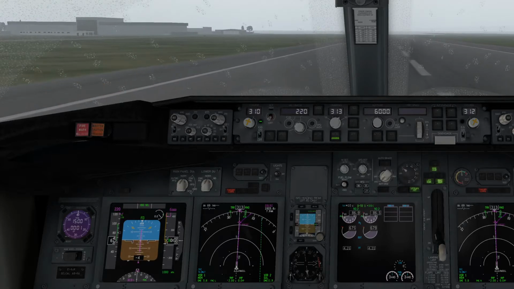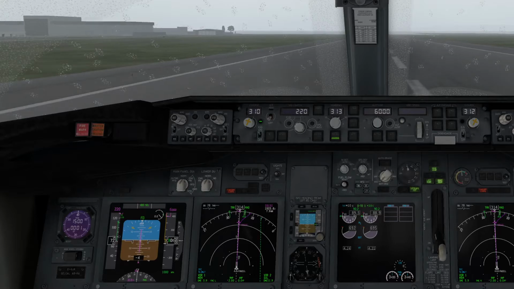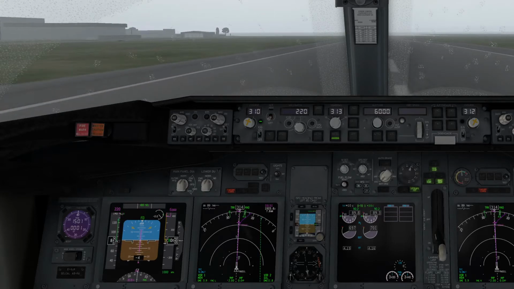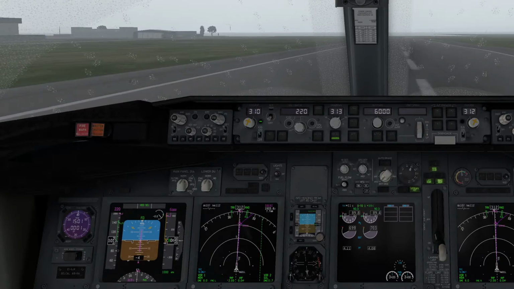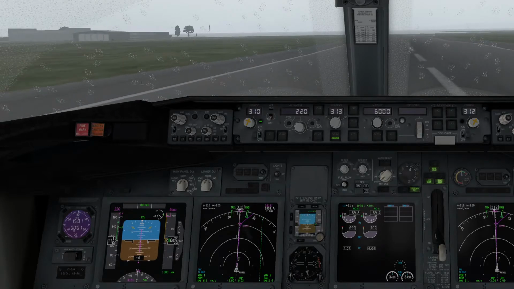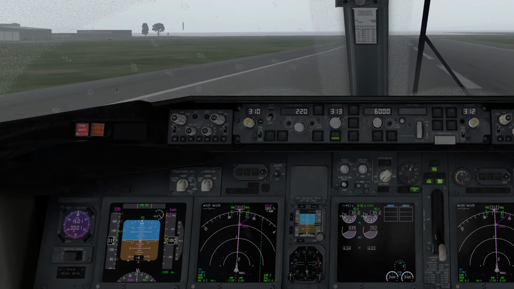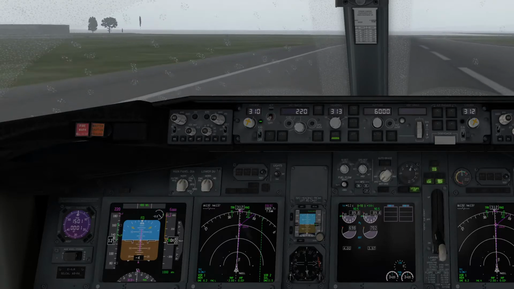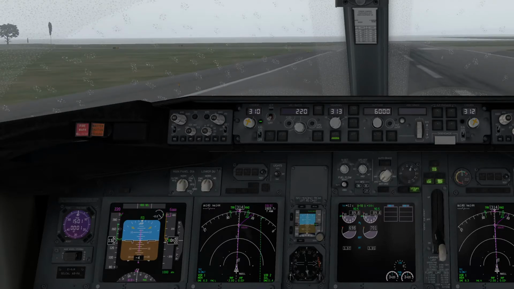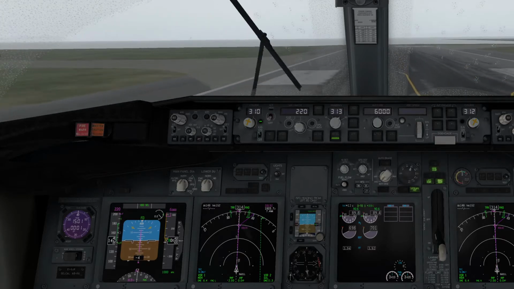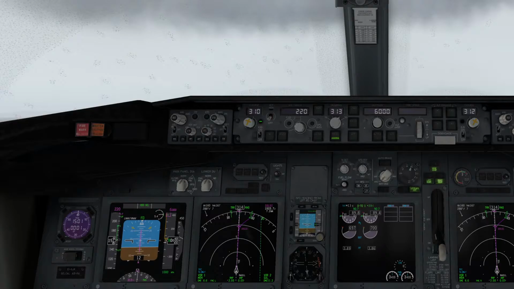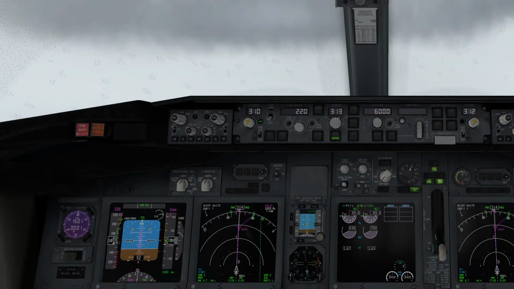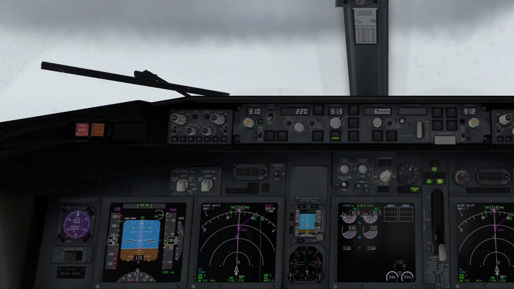Presume we haven't seen anything. 80 knots. Hopefully you can skip the step. V1, rotate. Rotate. Positive rate. 10 degrees pitch. Flaps 2.